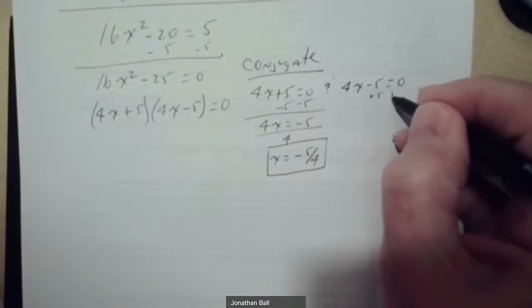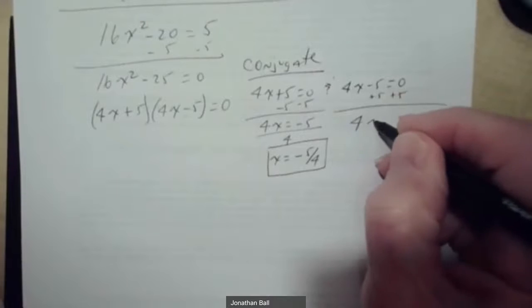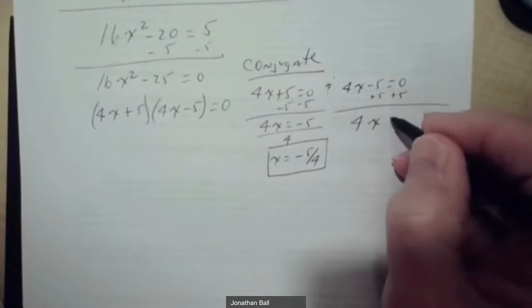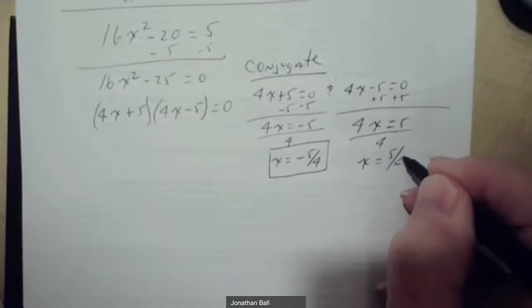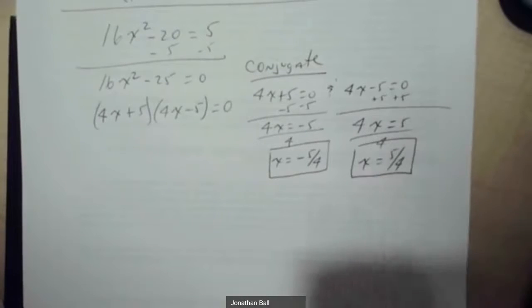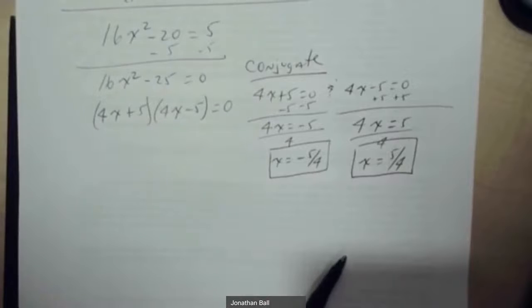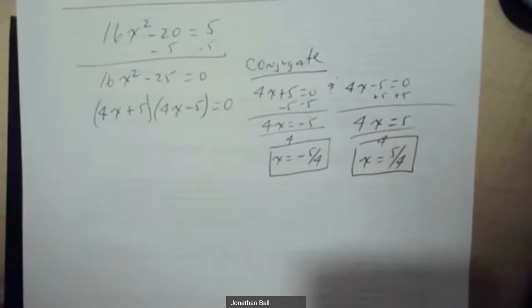Here we add 5 to each side. So 4x equals 5. Divided by 4, x equals 5 over 4. This is probably more like what you're going to see on the final, where you won't be able to use your graphing calculator and get the exact answer, because it's not going to show you exactly where it crosses the x-axis.